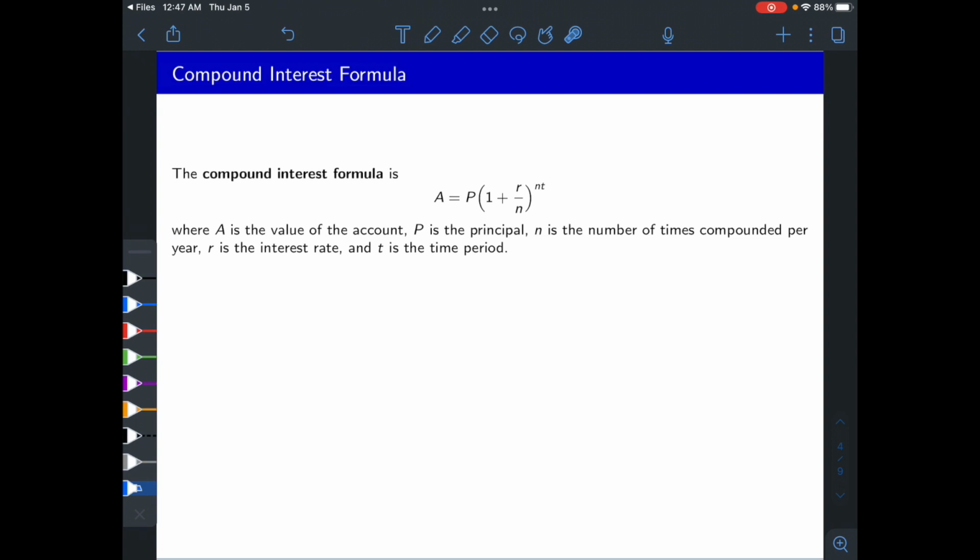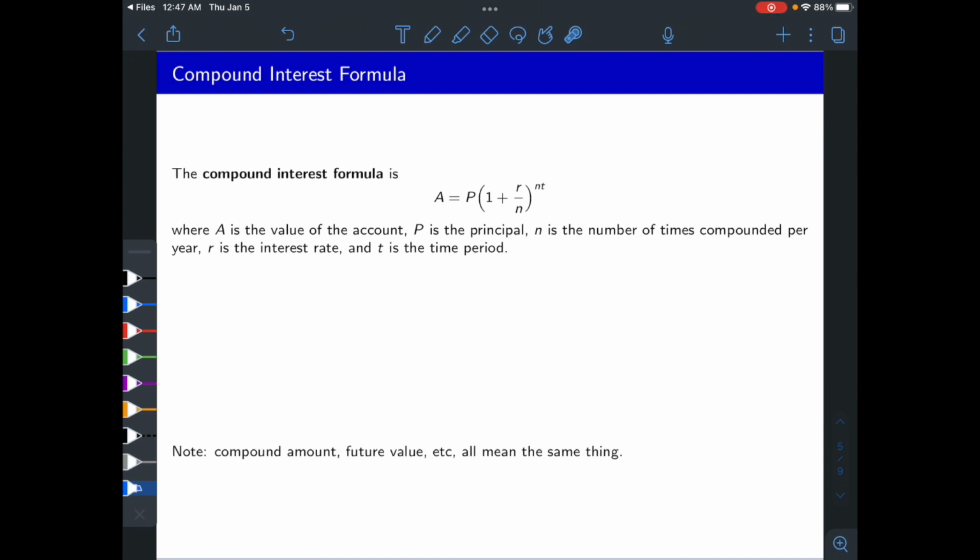So A, which is the value of the account, is equal to P, the principal, times 1 plus R over N, where R is your interest rate, N is the number of times per year you're compounding, and this is raised to the power of N times T. So N is the number of times you're compounding, and it shows up twice in here, and T is the time period. Typically, it's going to be in years. So if you're compounding quarterly, then N is 4. And if you're compounding quarterly for 7 years, then T would be 7.